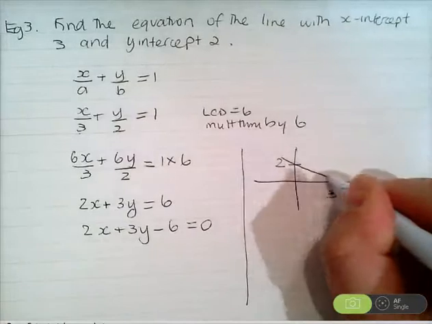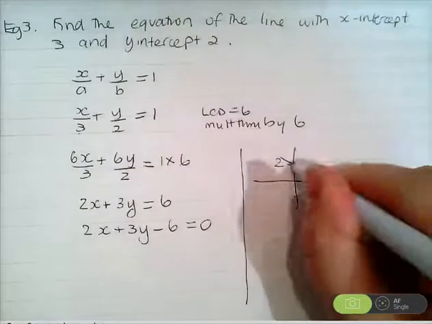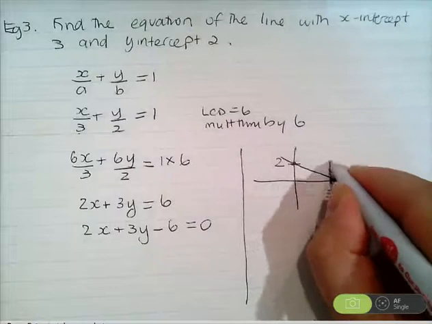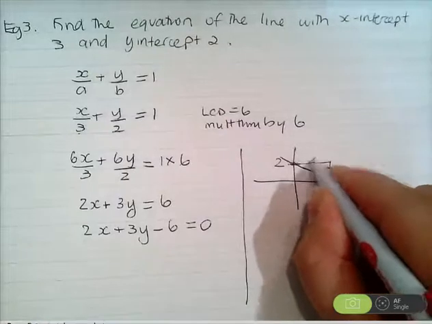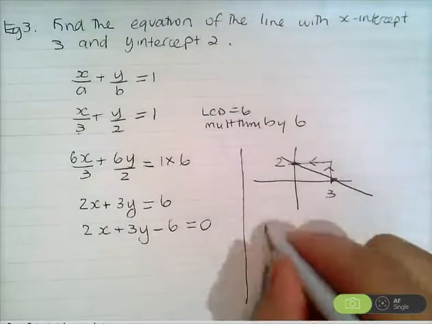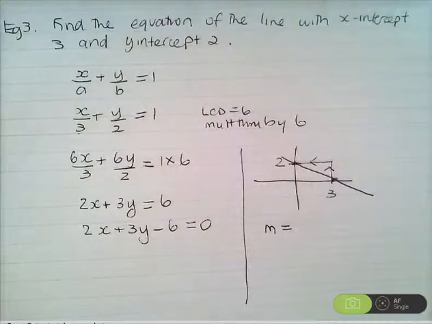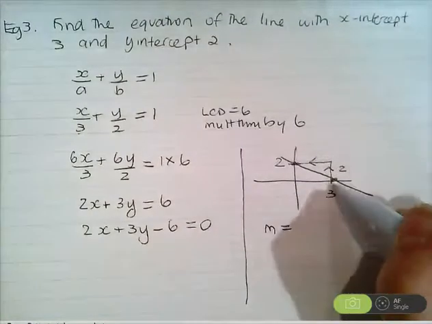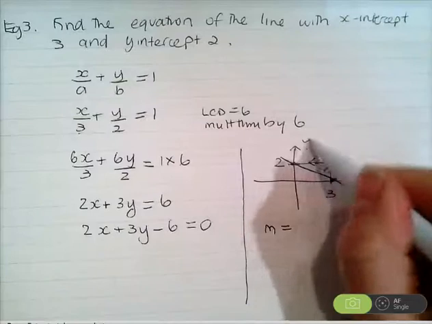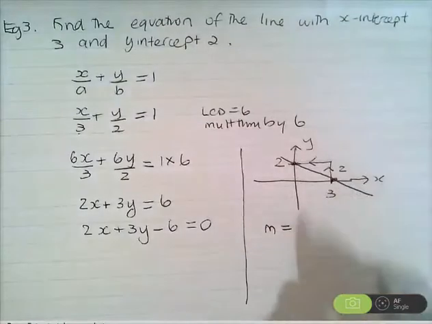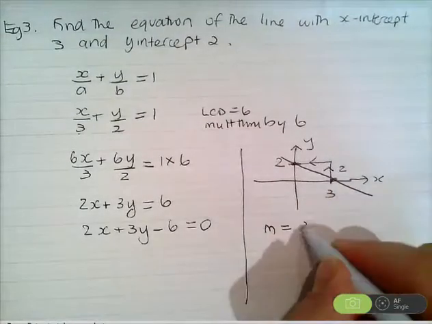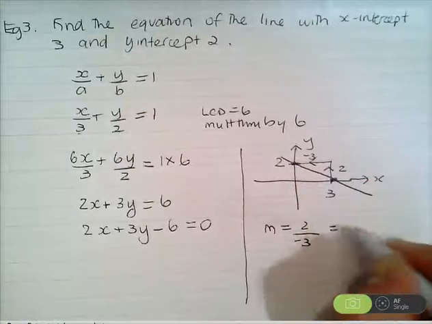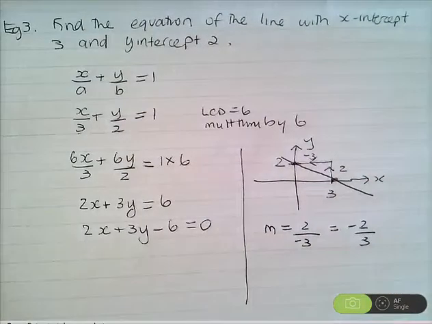So here is my line. I'll just do a quick sketch. By sketching it out, I can quickly see that the line has got a negative gradient. So by looking at it, I can just work out the gradient of that line. First plot your x and your y-intercepts, okay? Then look at what your gradient is. So your gradient is rising up 2 and running back minus 3. So the gradient is negative 2/3, okay?